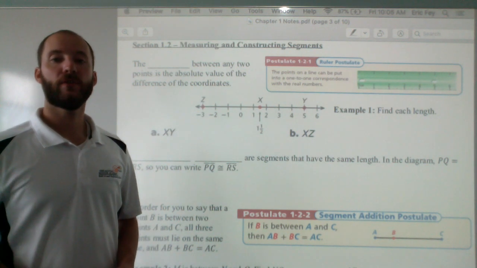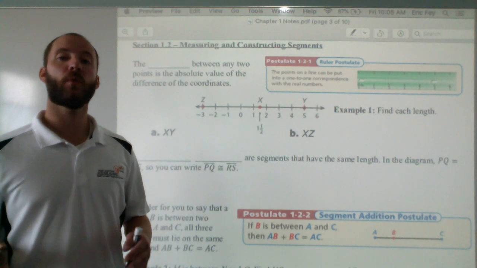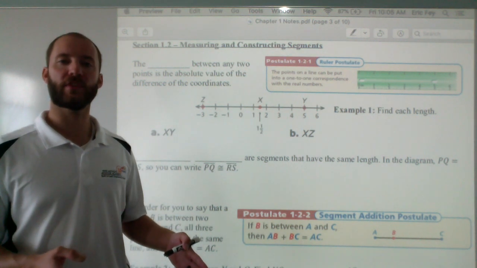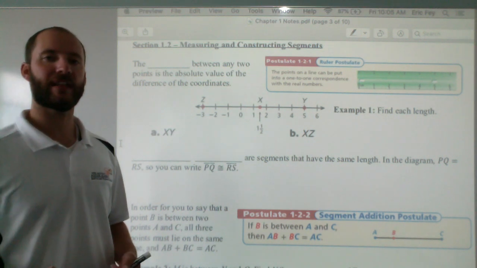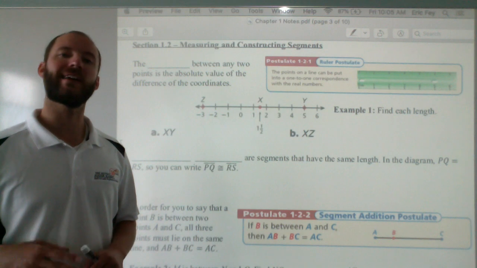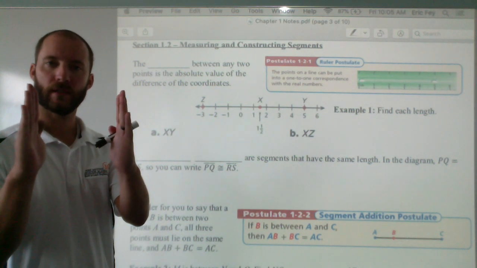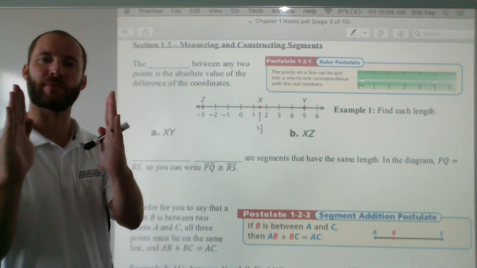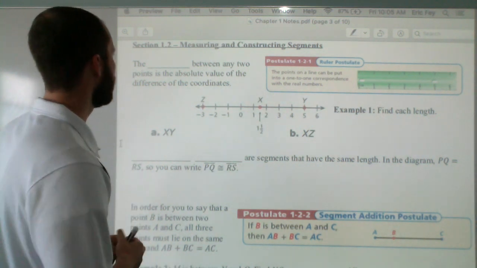Section 1.2, measuring and constructing segments. So what we're going to do is look at one of these specific terms from Section 1. We're looking at line segments, measuring, constructing them, and what are some of the things that we can do with line segments. Because a segment is finite, it's quantifiable. You can measure it, you can assign a number to it. Once you have a number assigned to it, you can do some pretty cool mathematics.